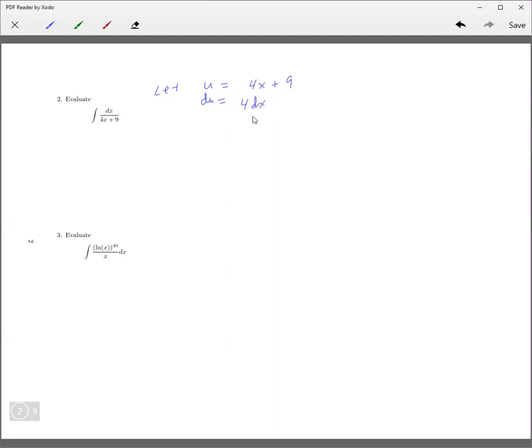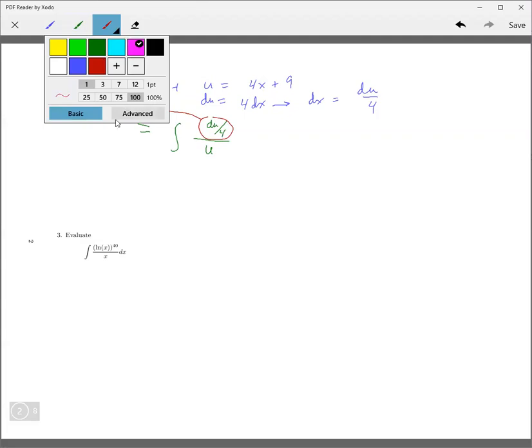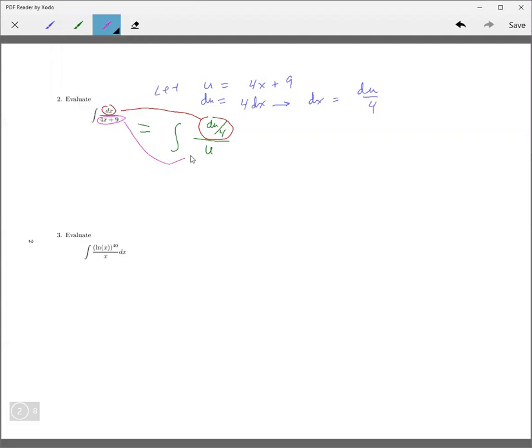Okay, so 4 dx. And so that means that dx would be du over 4. So this dx gets replaced with du over 4. So that dx got replaced with du over 4. And this piece right here, this 4x plus 9, gets replaced with the u, because of this right here.